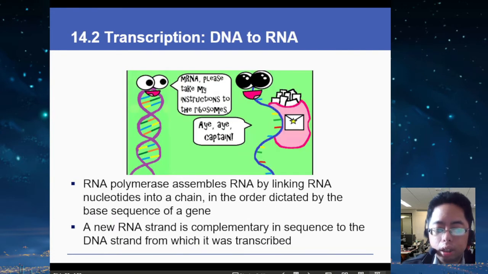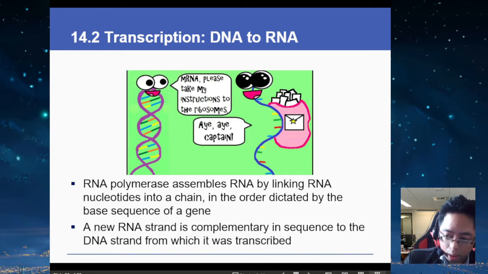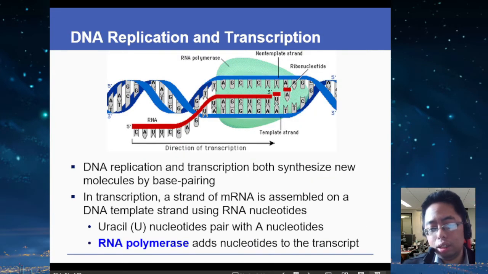So here, transcription, DNA to RNA. First of all, RNA polymerase assembles RNA by linking RNA nucleotides into a chain, based on the DNA sequence. So the RNA sequence will be exactly the opposing nucleotides compared to the DNA. So what about replication and transcription? Replication means that you make a new DNA that is exactly the same as the old DNA. You know, replica.